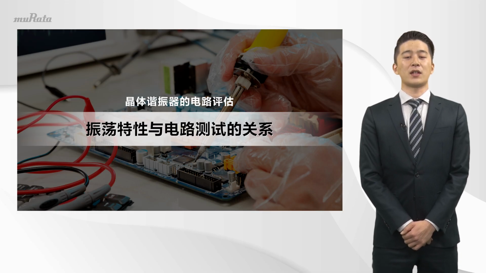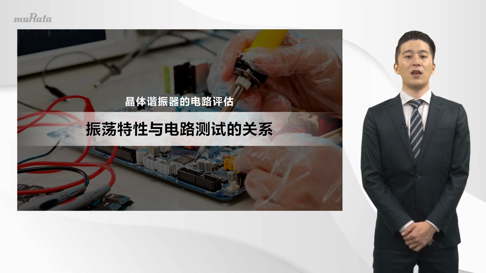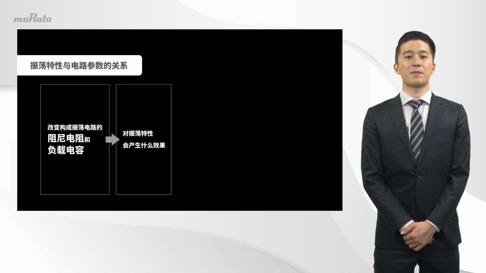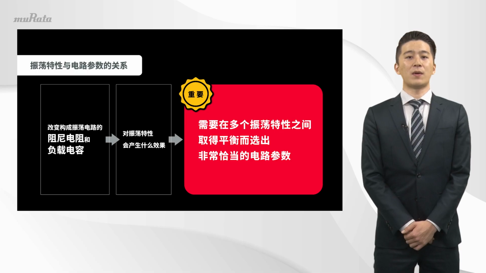Today, we will introduce the relationship between oscillation characteristics and constants for the circuit evaluation process. It is necessary to select the optimal circuit constants while checking the balance of each oscillation characteristic. By changing the values of the damping resistance and load capacitance that compose the oscillation circuit, this can be accomplished. The following is a typical example of changing the damping resistance and load capacitance.